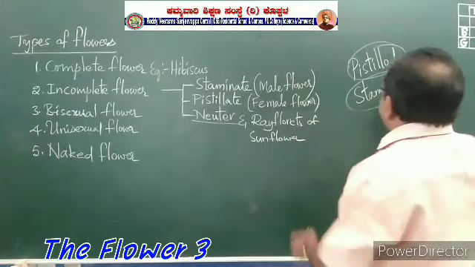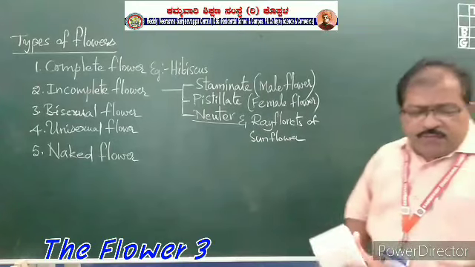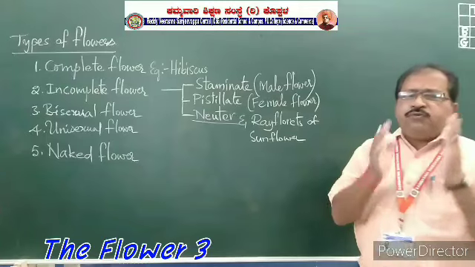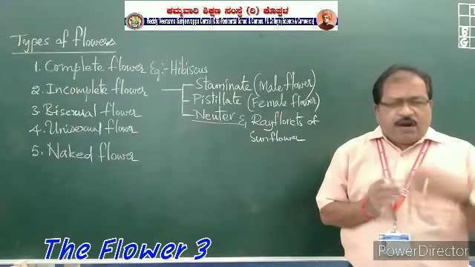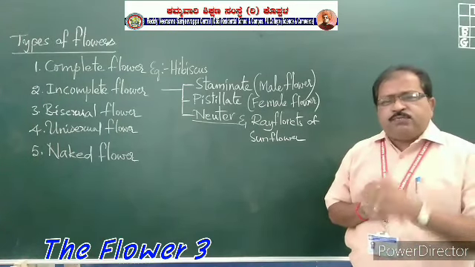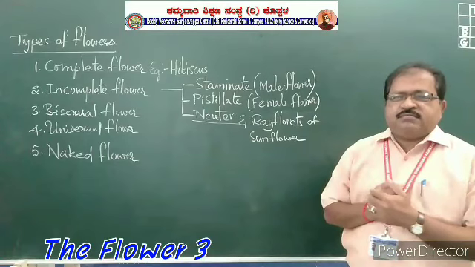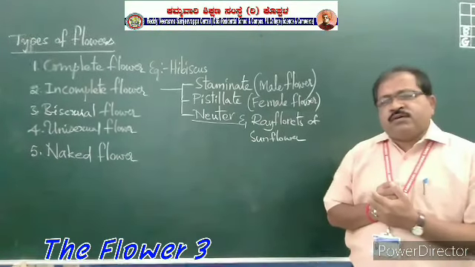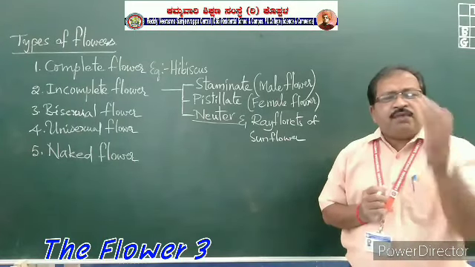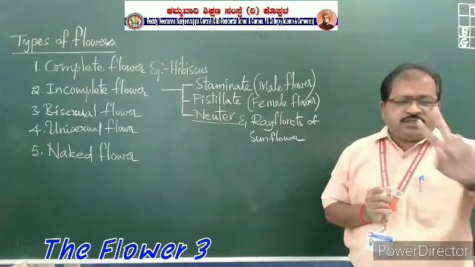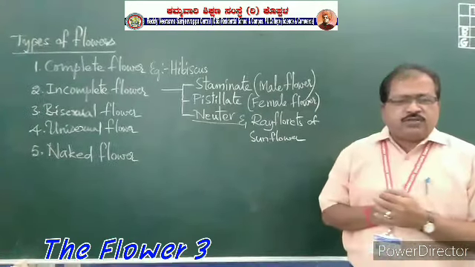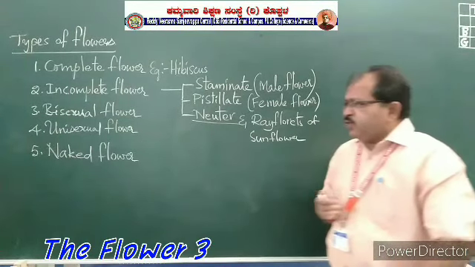That is bisexual flowers. The flowers which have both the sexual parts in them. Of course, the calyx may be absent or the corolla may be absent, but both the sexual parts are present there. That is called a bisexual flower, or hermaphrodite. Both the sexual parts, stamens and pistils, are present.